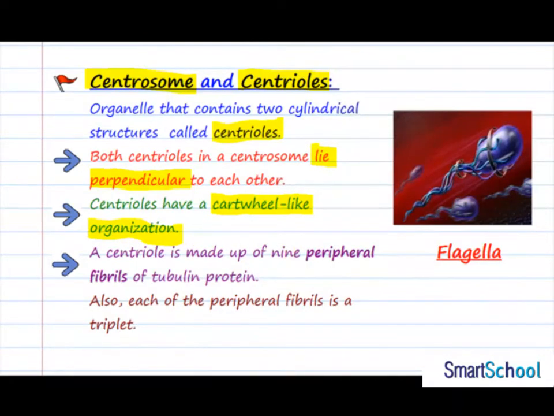A centriole is made up of 9 peripheral fibrils of tubulin protein. Also, each of the peripheral fibril is a triplet. So it consists of 9 triplets of tubulin protein which are located on the periphery of the centrosome. So this is how the organization of centriole is there inside the centrosome. Out here you can see the image of flagella. We have studied about flagella earlier. So this is the image of a flagella.